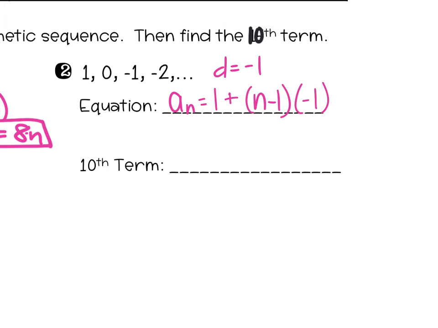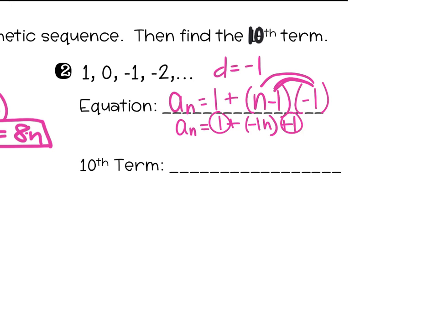Okay, so originally this is what you would have for your equation. Common difference was -1. The first term was 1. But I do need to simplify. I can distribute my -1. So that would give me, left side stays the same. All right, 1 plus -1 times n is -1n. You can also just write that as -n. And then -1 times -1 is +1.